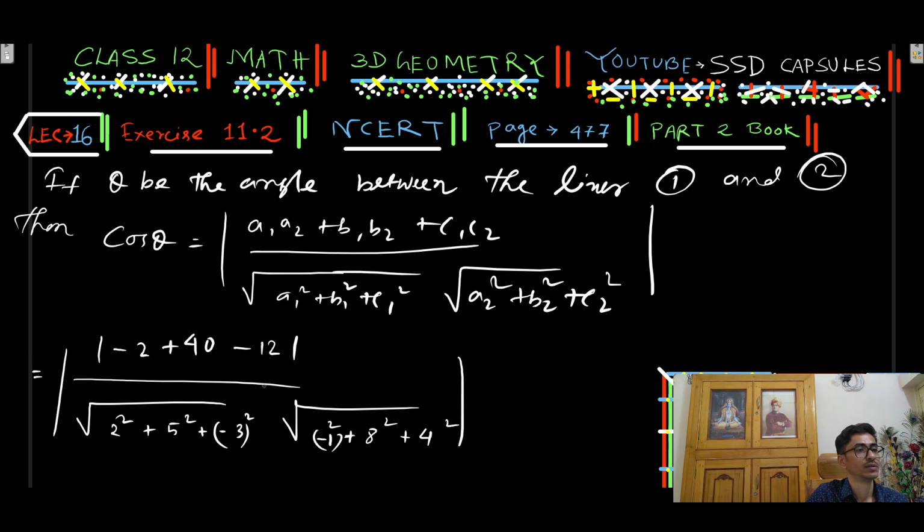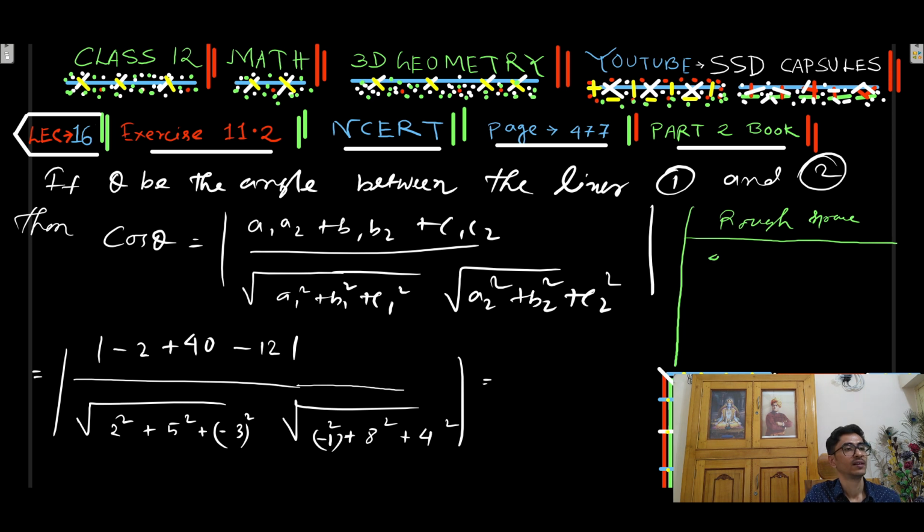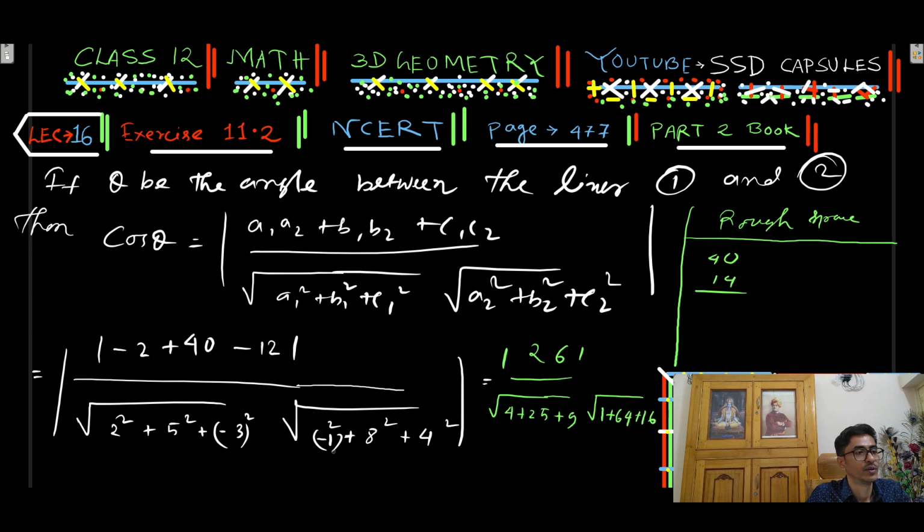So total magnitude is equal to, here we take the rough space, 40 minus 14, what is the result? 26 by root 4 plus 25 plus 9, root 1 plus 64 plus 16.